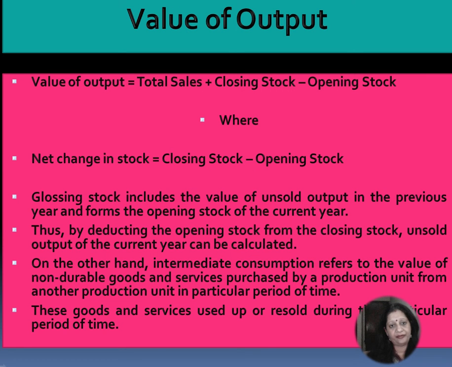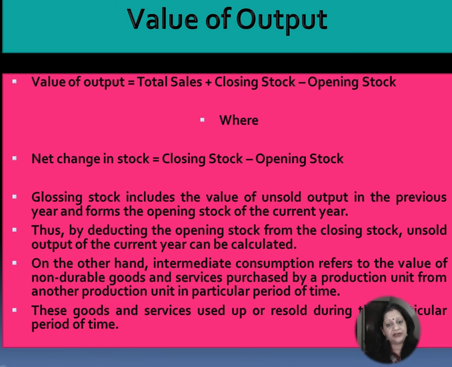Value of output can be calculated from total sales plus closing stock minus opening stock. The value which we get is known as the value of output. Net change in stock is equal to closing stock minus opening stock. How much exact stock of a commodity we have till date can be calculated with net change in stock, by subtracting opening stock from closing stock.